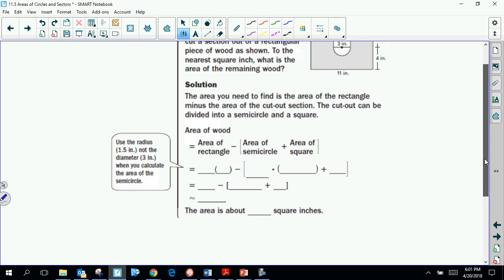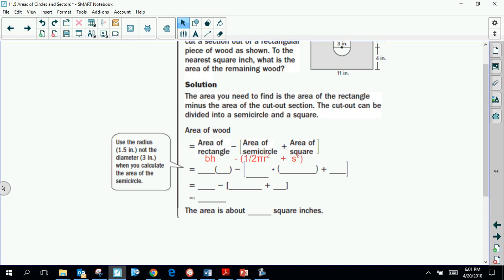So the way that we're going to do this is we're going to find the area of the overall rectangle and then subtract the area of a semicircle and the area of a square. Now here, this is how I started off. I say the area is going to be equal to the area of the rectangle, which is base times height, minus the semicircle, so that's half of a circle, half times pi times radius squared, and the area of a square, side squared.